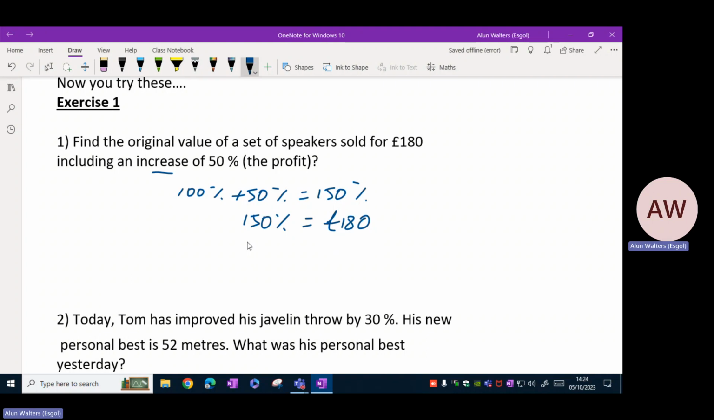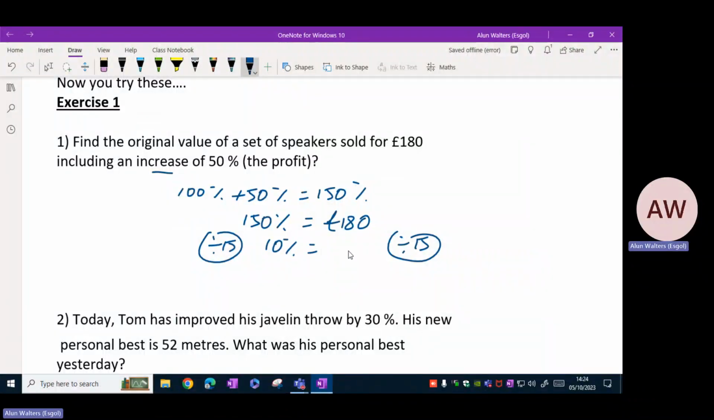So there's a few ways of doing it. I could divide both sides by 15 to get 10%. I could even divide both sides by 3 to get 50% and then double. But I'm going to do this one. You may have done it slightly different. I'm going to divide the left by 15 and divide the right by 15. If you've done it slightly differently, that's fine. We should end up with the same answer.